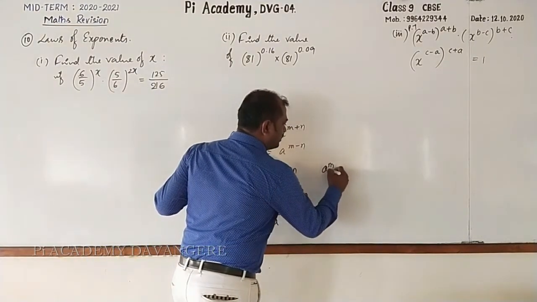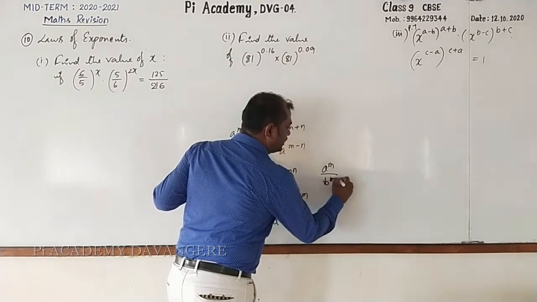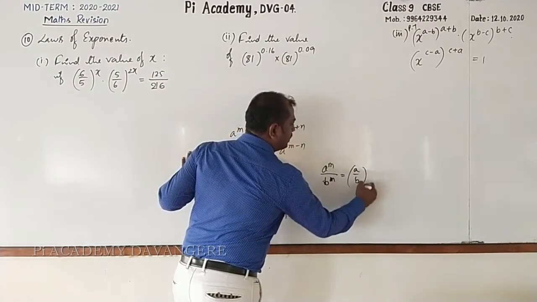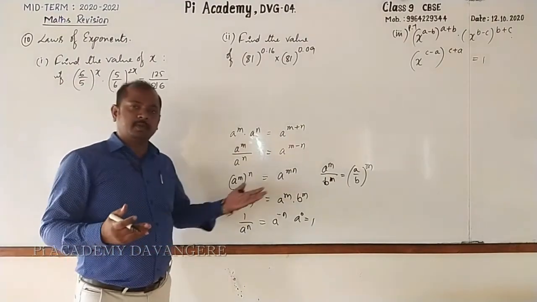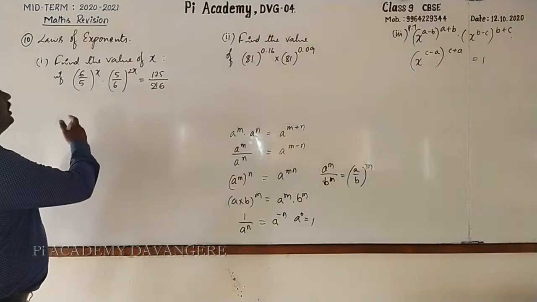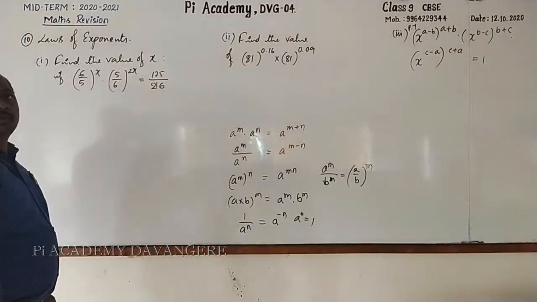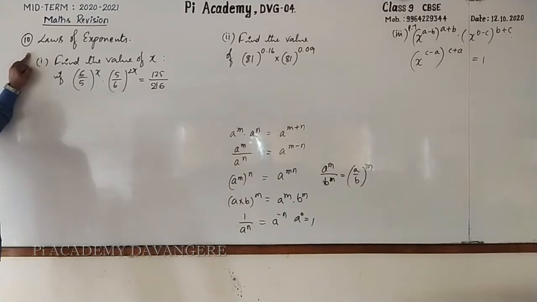A raised to the power m by b raised to the power m can be written as a by b whole raised to the power m. So we have solved so many problems regarding these laws of exponents, but here I have written only 3 which are very important. Just go through this and go on writing with me.